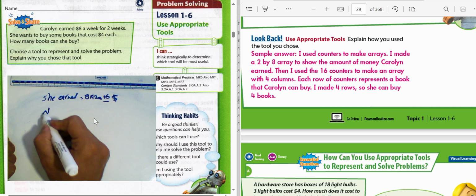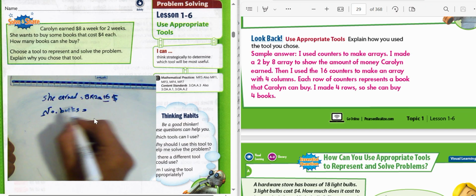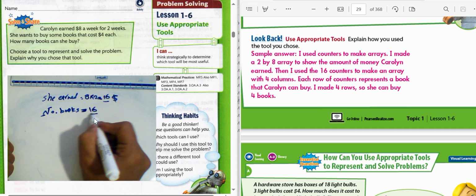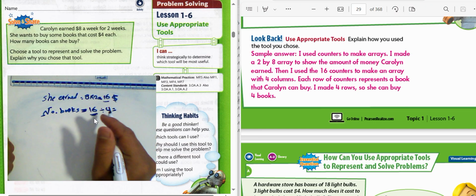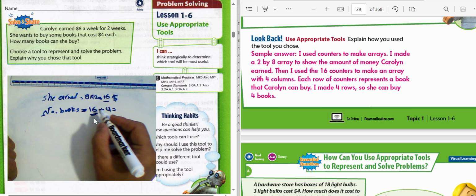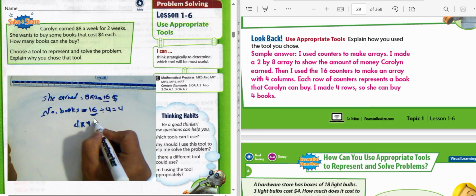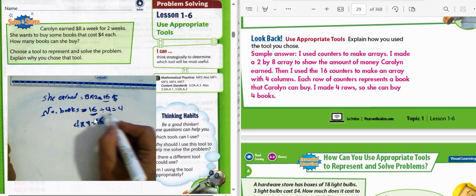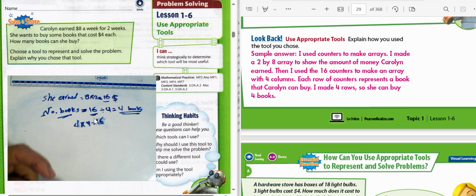Then the number of boxes equals what? 16 divided by 4, because the price of each box is $4. Then the number of boxes will be 16 divided by 4 equals 4, because 4 times 4 equals 16. Then the number of boxes will be 4 boxes. This is the answer to this question.